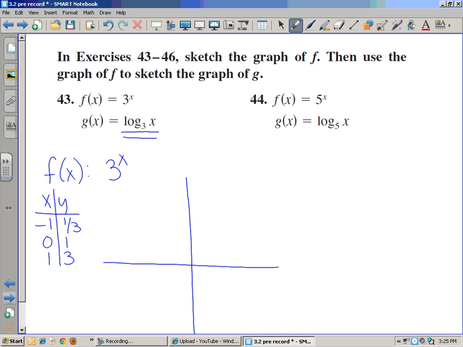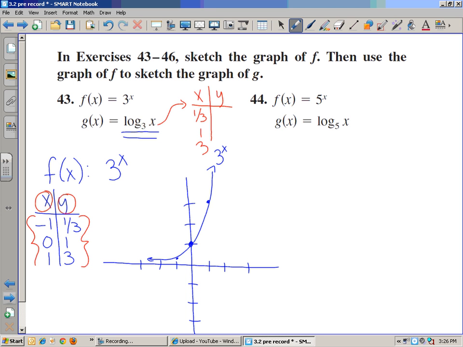So when I go negative 1, I'm at 1/3. When I go 0, I'm at 1. And when I go 1, I'm at 3. So I'm going to go like this. This is 3 to the x. Now, if what we just said on the previous page is true, then this should become my x, and this should become my y. So what I should do is I should now flip these points. So to get this graph, I'm just going to flip these and let them be my x's.